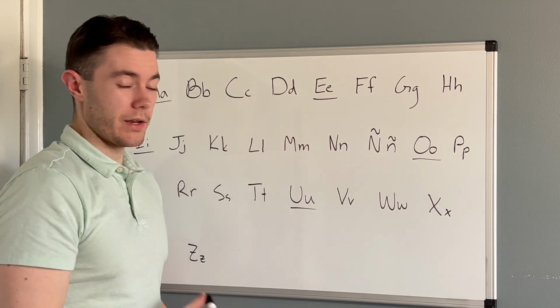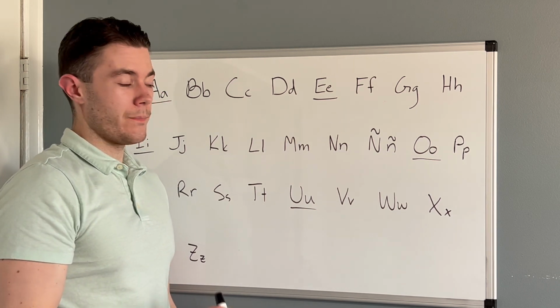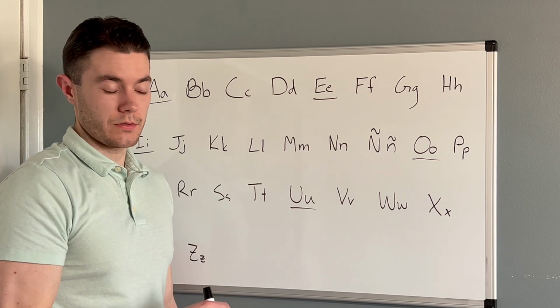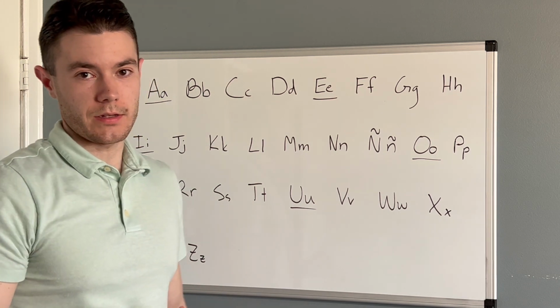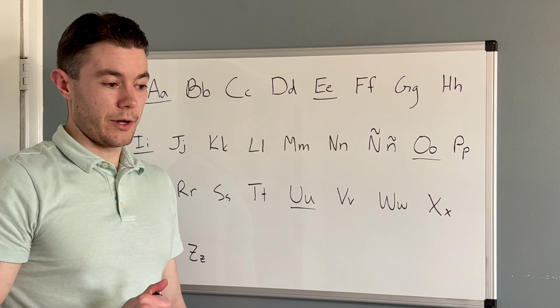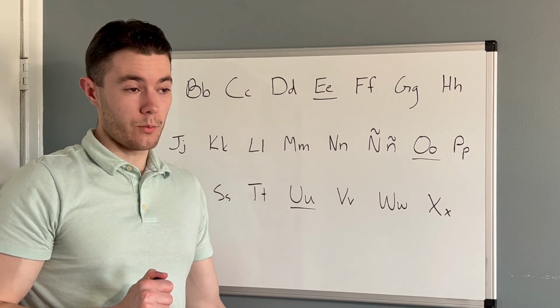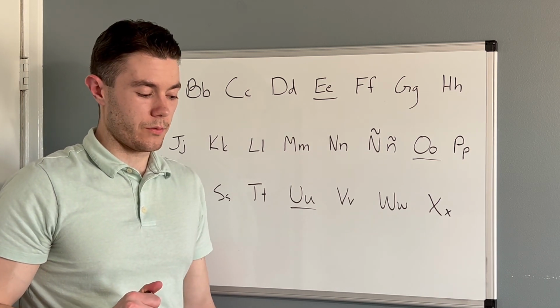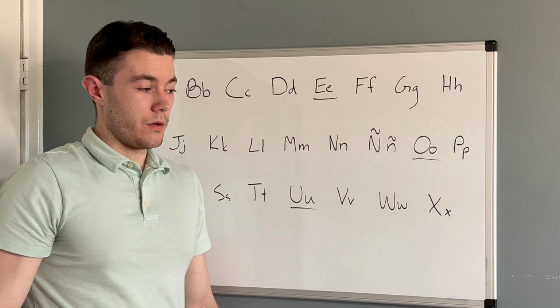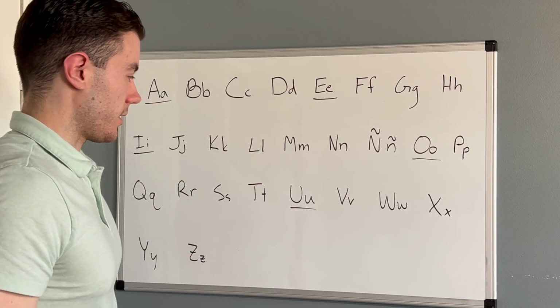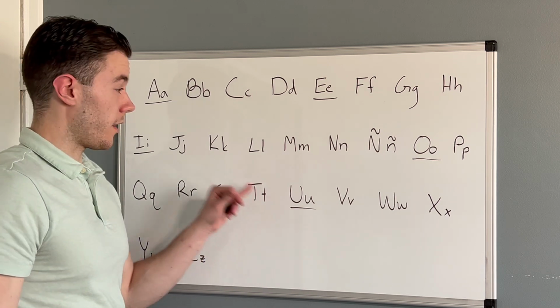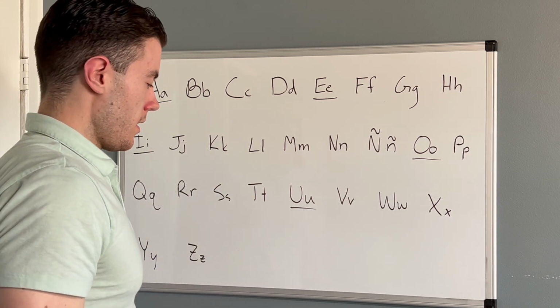So if you see them in any word, even if it's an unknown word, you know exactly how to pronounce the vowels. It's not necessarily the case in English. The letter A can make one sound in one word and a completely different sound in another word, and you just have to learn which sound it makes. But in Spanish, that's not the case. The vowels always make the same sounds.